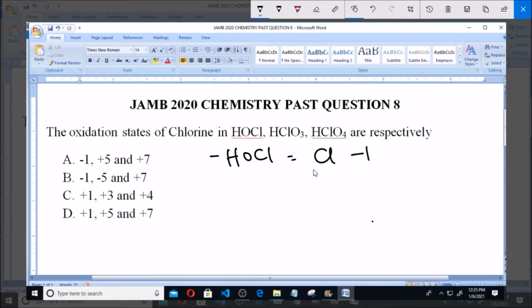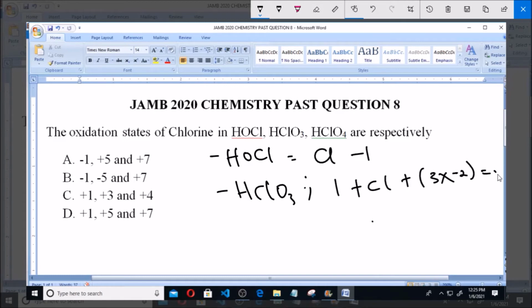Now for the next compound, which is HClO3, to calculate the oxidation state of chlorine here, we'll have the oxidation state of hydrogen to be 1, plus that of chlorine, which we don't know, let's call it C, plus 3 multiplied by the oxidation state of oxygen, which is -2, is equal to 0. From this we can say Cl is equals to, now 3 times -2 will give us -6, so we have 6 here taken to the right hand side and then -1, so Cl is equals to plus 5.